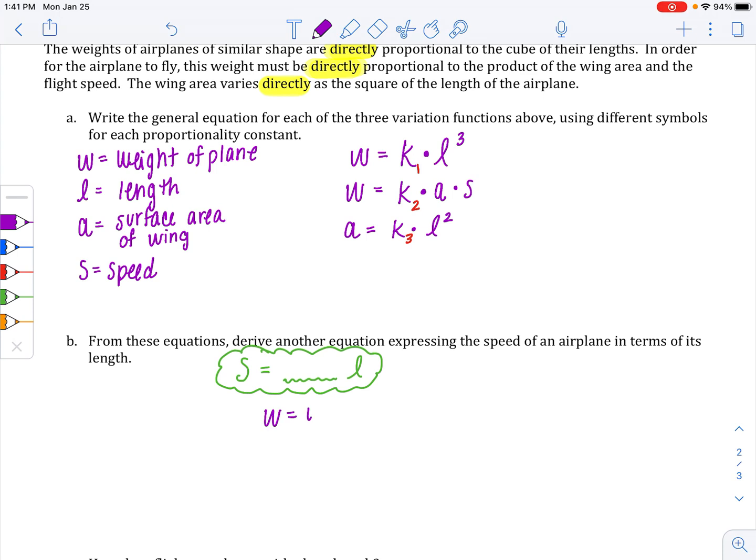But we're going to start with setting W equal to W. So that means setting the first equation, K1 times L cubed, equal to the second equation, which is K2 times A times S. The reason I did that is because one side has L, one side has S. The whole goal is getting S by itself, so I'm going to divide by K subscript 2A on both sides, which leaves me, after rearranging the sides, S equals K1 L cubed over K2A.